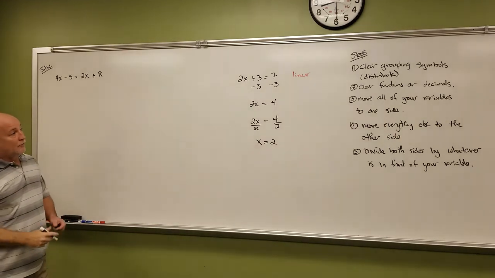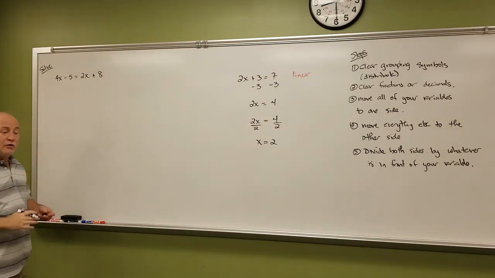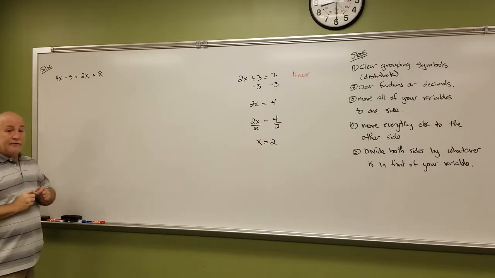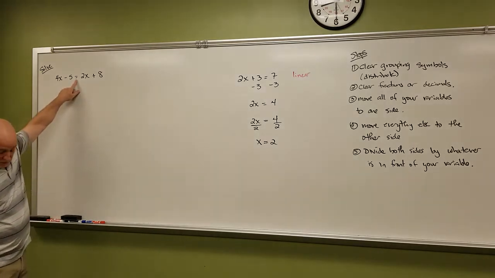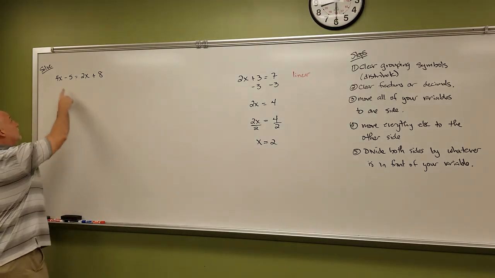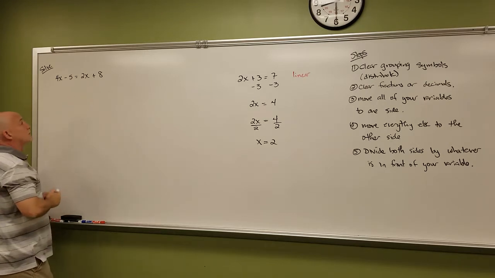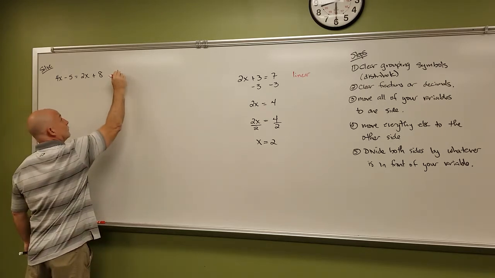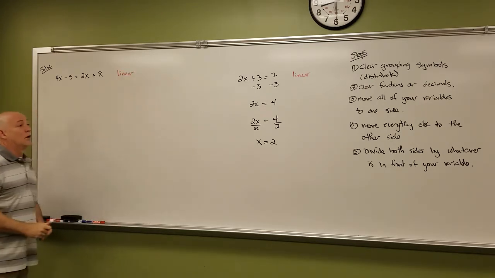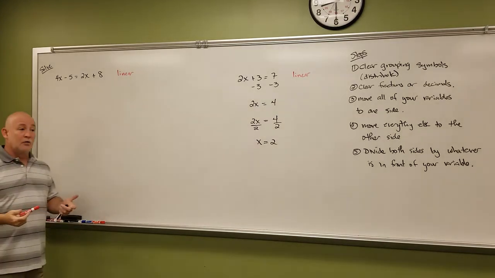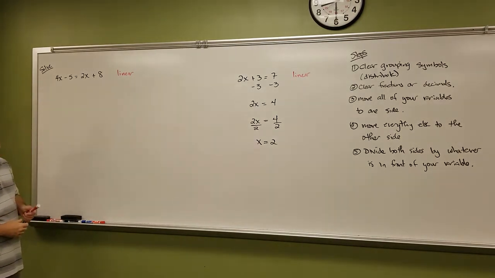All right, again, remember, before you jump out there and start doing anything here, you want to say what this thing is. Well, it's an equation because it has an equal sign. It's linear because our variables are only raised to the first power. So again, I'm going to just remind myself that this is a linear equation. Step 1, clear grouping symbols. I don't have any of those.